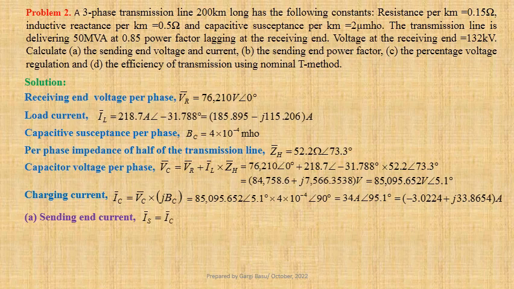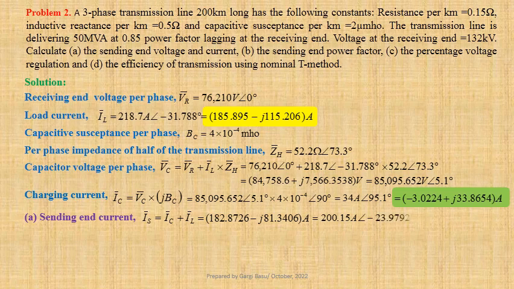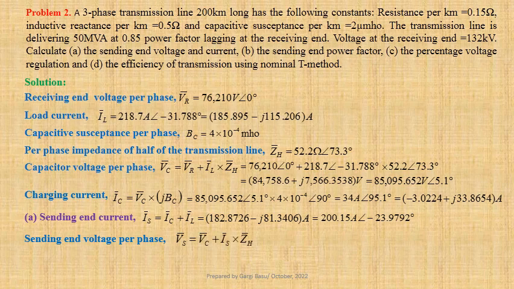Is equals to Ic plus Il. Using values we get 182.8726 minus j times 81.3406 ampere. This may be written in polar form as 200.15 ampere at an angle minus 23.9792 degree. Sending end voltage per phase Vs equals to Vc plus Is into Zh.